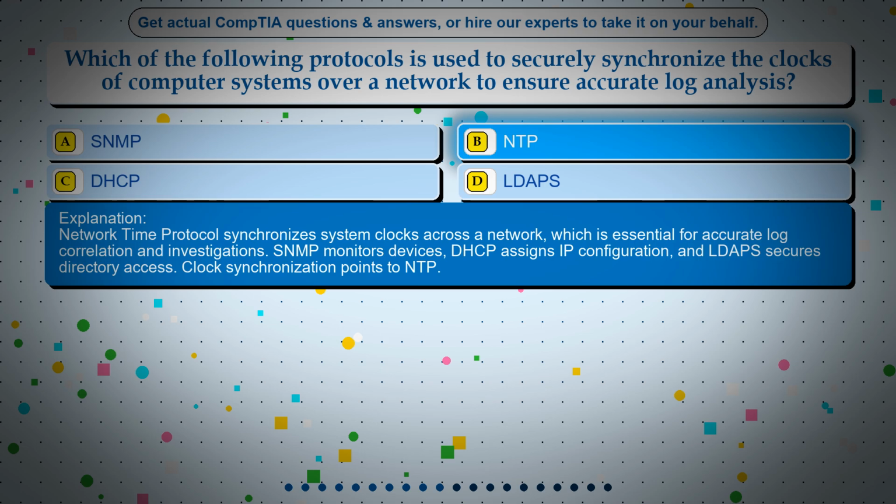Network Time Protocol synchronizes system clocks across a network, which is essential for accurate log correlation and investigations. SNMP monitors devices, DHCP assigns IP configuration, and LDAP secures directory access. Clock synchronization points to NTP.